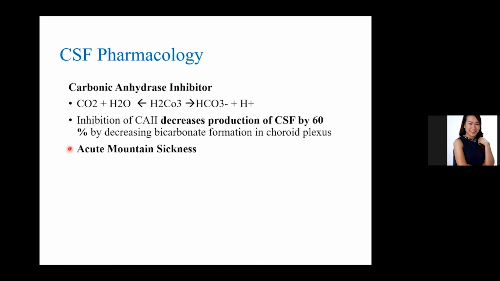Hypoventilation appears to contribute to the development of acute mountain sickness. Of course, as you go higher, there will be less oxygen concentration in the air, which will cause hypoventilation. And this hypoventilation will then add up to the acute mountain sickness. So your carbonic anhydrase inhibitor will decrease production of CSF, and this will help decrease the intracranial pressure. Right, there is cerebral edema. We'll learn about the Monro-Kellie hypothesis later, and you'll understand why we need to decrease CSF production if there is cerebral edema.